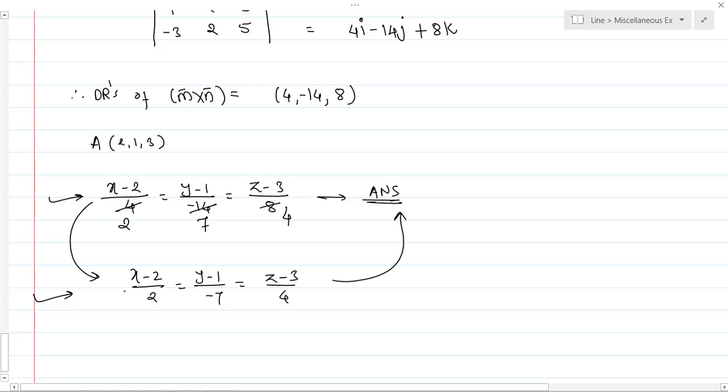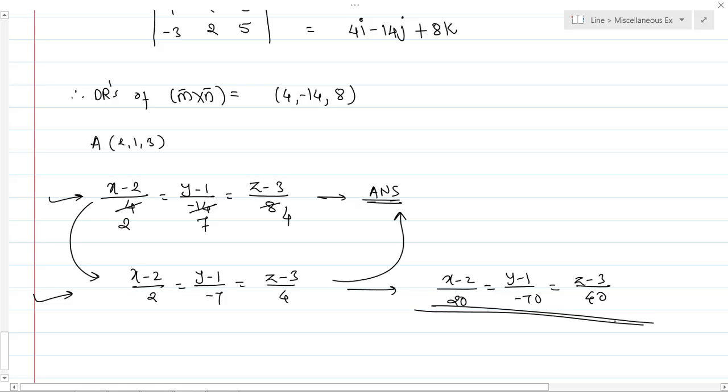If I want to take the scalar multiple as 10, I can write the equation like this: (x minus 2) by 20 equals (y minus 1) by minus 70 equals (z minus 3) by 40. Yes, this is also a correct answer. Don't worry about that. What is important is that the direction ratios you write should be scalar multiples of each other.